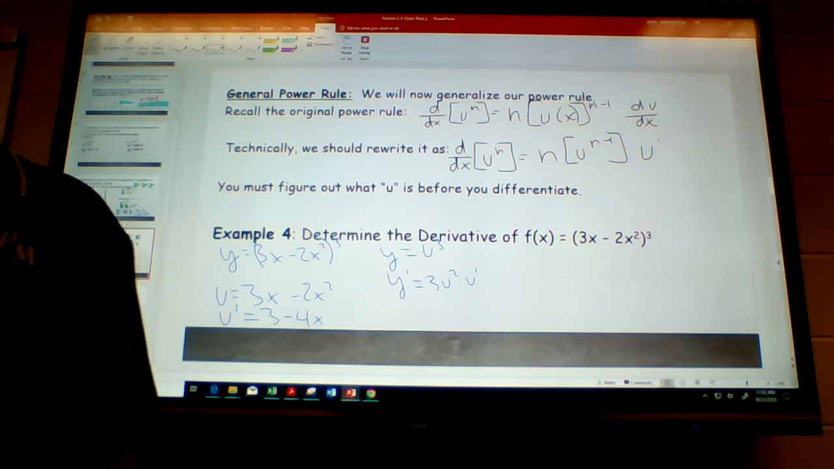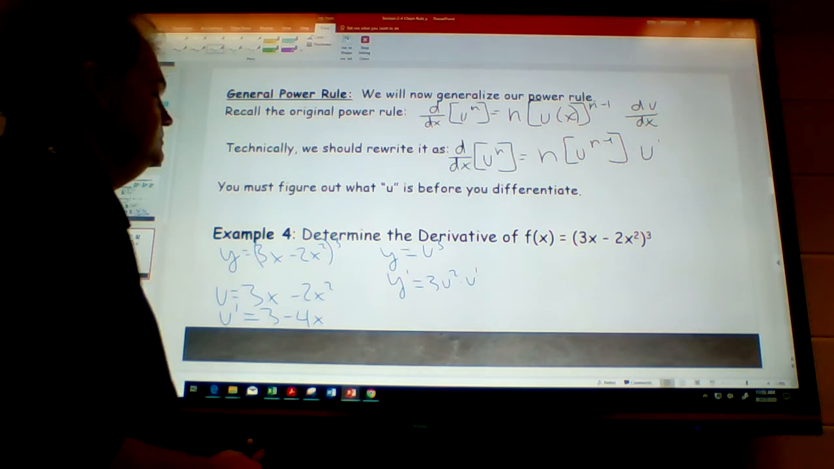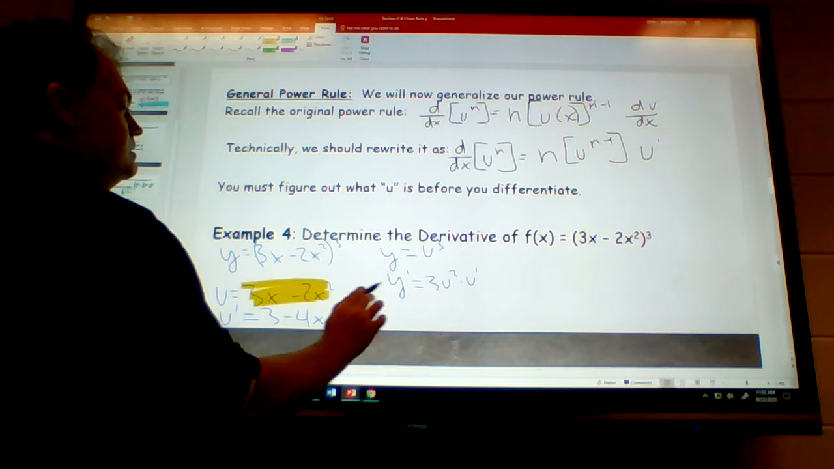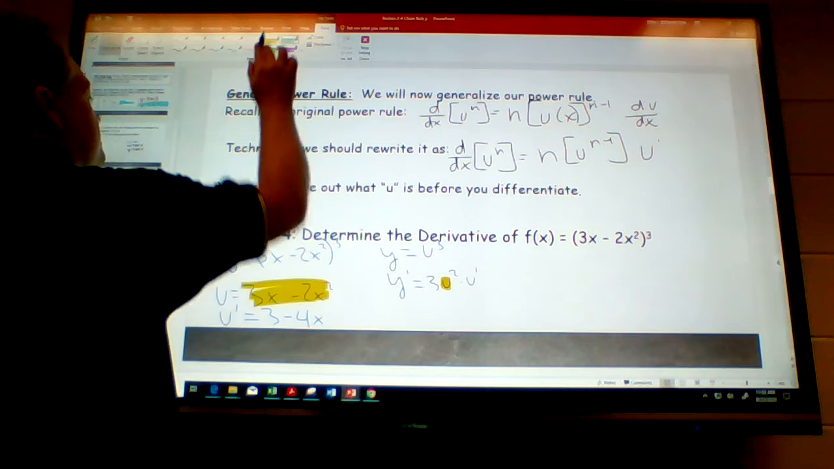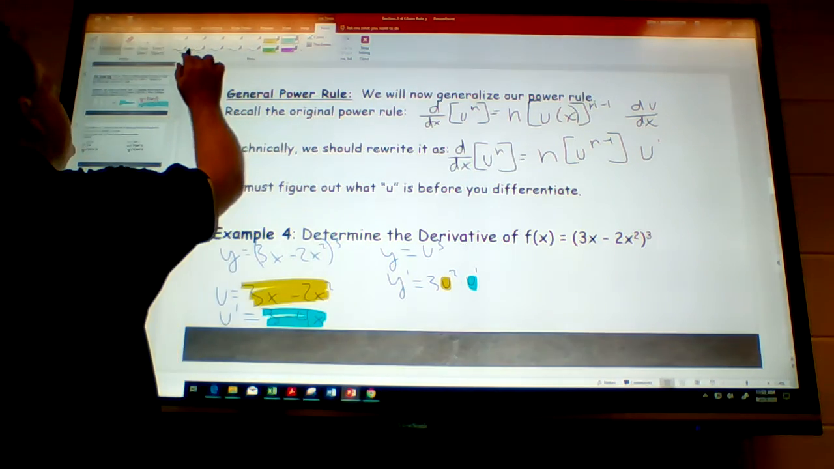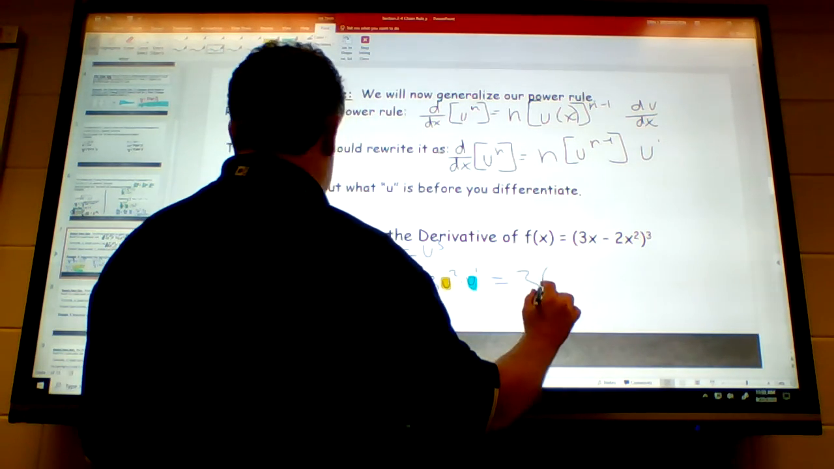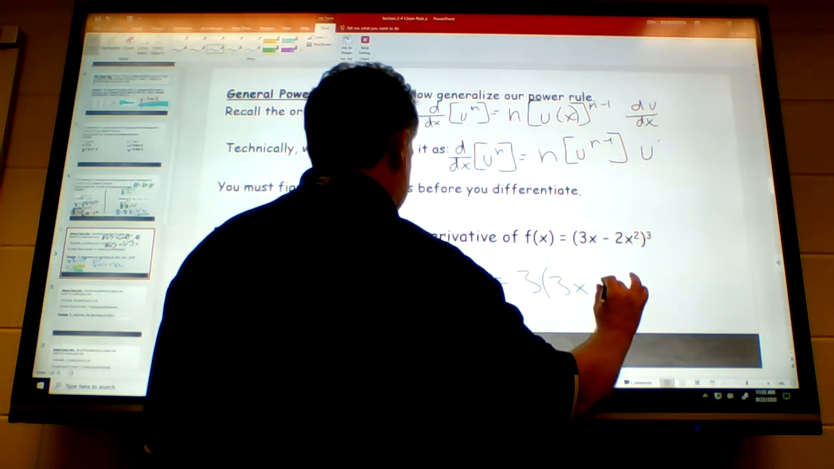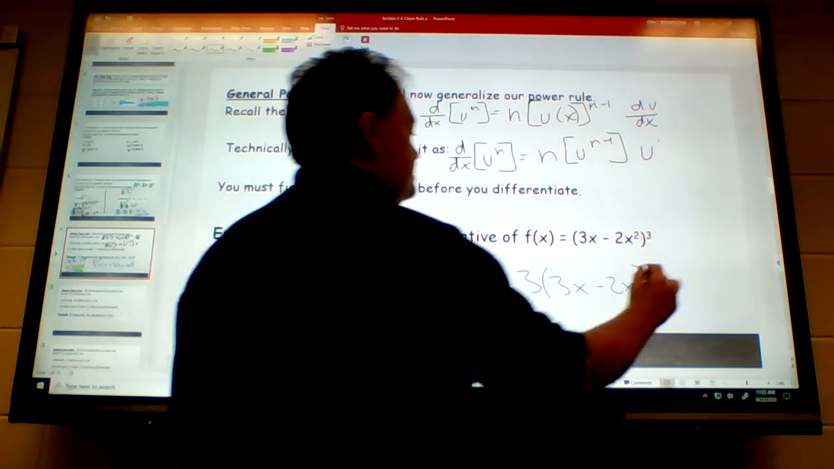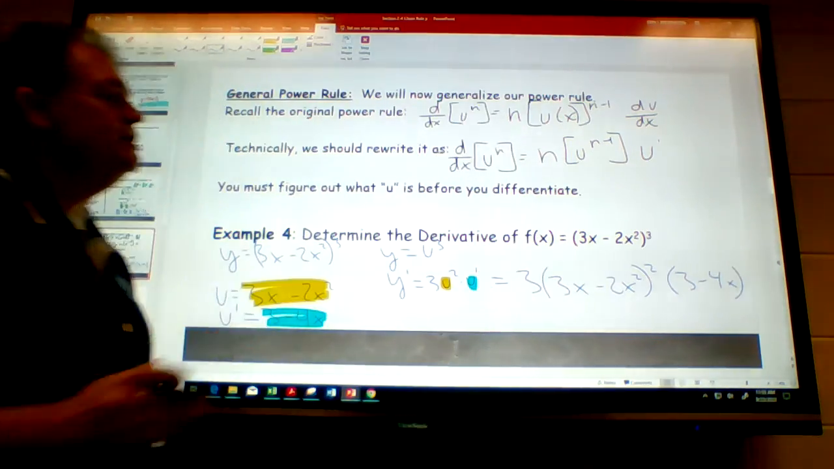Now, here's what all that means. I'm going to take this quantity right here and place it right there. And I'm going to take this quantity right here and place it right there. So now I have 3 times (3x minus 2x squared) to the second times (3 minus 4x).